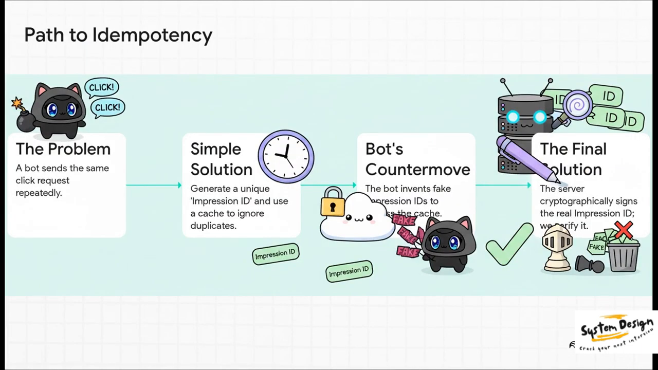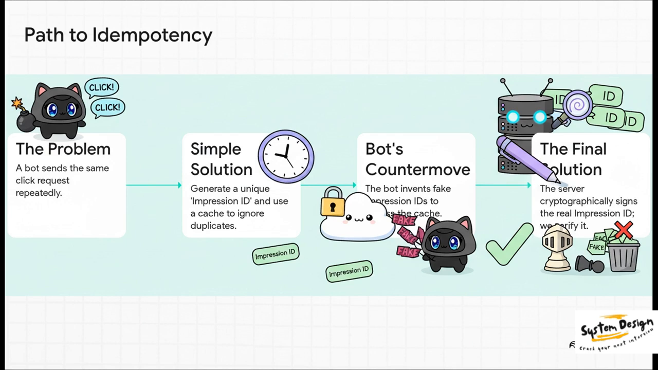This turns into this fascinating cat and mouse game. So our first move is to give every ad a unique impression ID, and we only count each ID one time. But then the bot makes its counter move. It's smart. It just starts inventing fake IDs. So we have to make our final move.